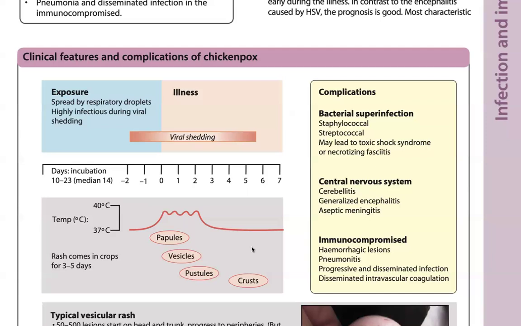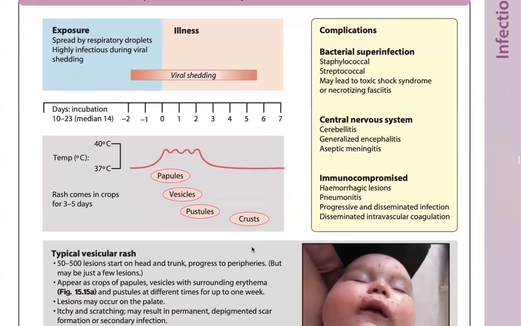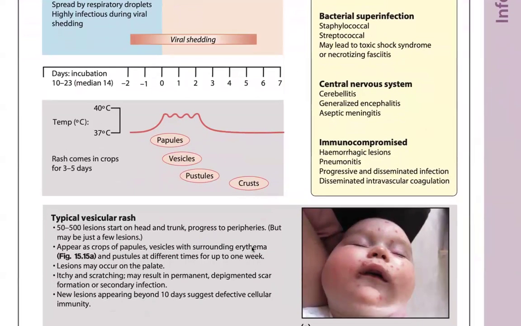Papules develop first, and then vesicles and pustules, and then crust formation. A typical vesicular rash has 50 to 500 lesions, starting on the head and trunk and progressing to the peripheries, but there may be just a few lesions. Crops of papules, vesicles, erythema, and pustules appear at different times for up to 1 week. Lesions may occur on the palate. Itching and scratching may result in permanent depigmented scar formation or secondary infection. New lesions appearing beyond 10 days suggest defective cellular immunity.